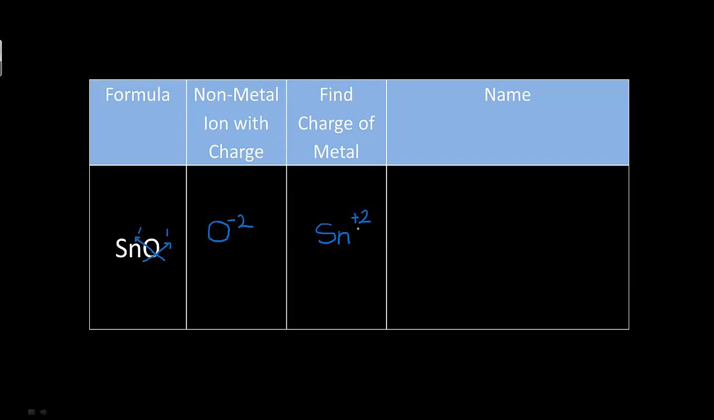So the name, we always name our metals first. Sn is tin. Then we need to do our Roman numerals for the oxidation number. The oxidation number is 2, so I'm going to put a Roman numeral 2. And then name our nonmetal, oxygen, but we change the ending and add IDE to it. So it's tin 2 oxide.